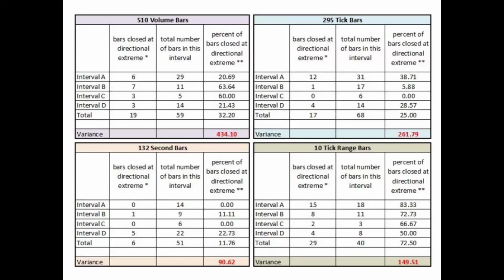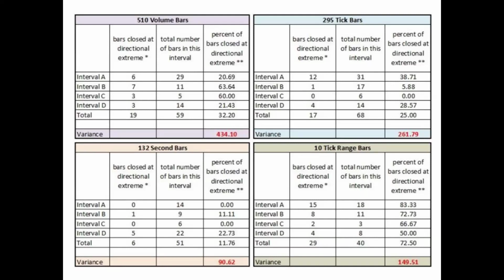So only about 1/3 of the time do they close at their directional extreme. For a tick bar, it's even lower than that. For a time-based bar, it's even lower than that, only about 12%. That's pretty astonishing. Almost never closes at its extreme. Now, that's a pretty interesting thing, we could leave that topic for another time. So on range bars, they tend to close at their extreme about 72% of the time.